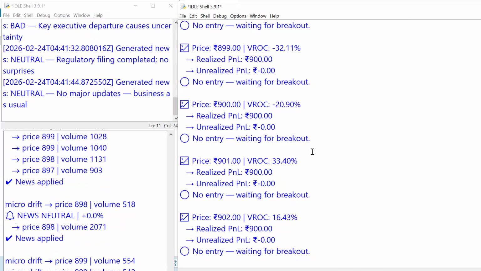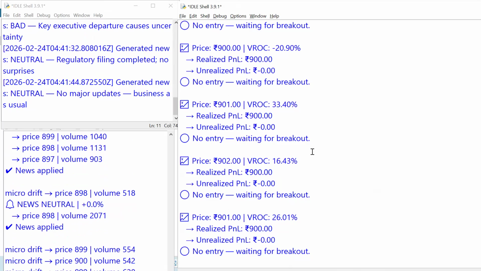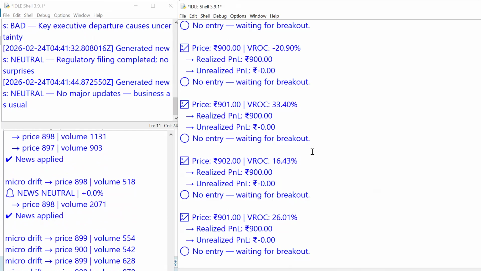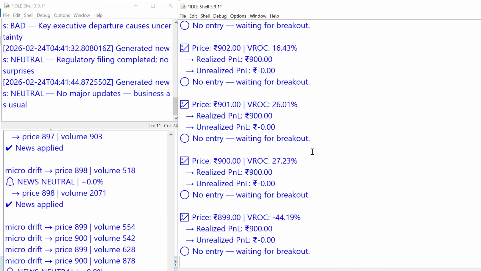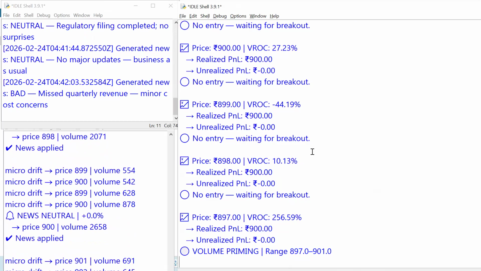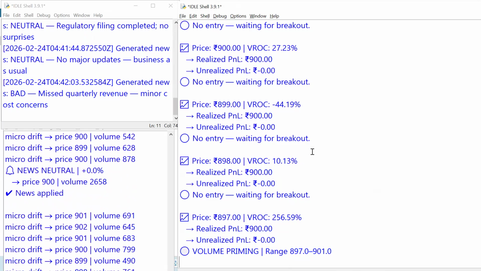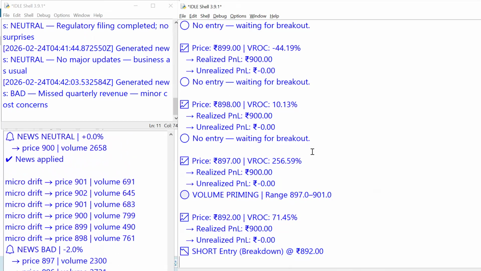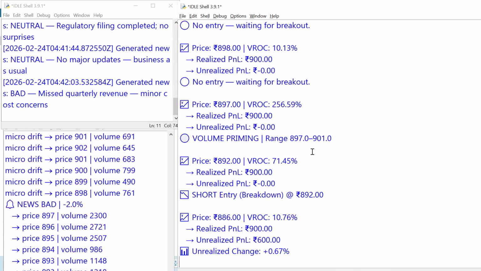Now currently the market is in a neutral condition, so the algo is not trading. We are not going to take a forceful trade in the market. We are going to wait for the VROC, that is volume rate of change, to happen. Okay, there's a small micro drift. Okay, a negative news has come. You can see the breakdown.